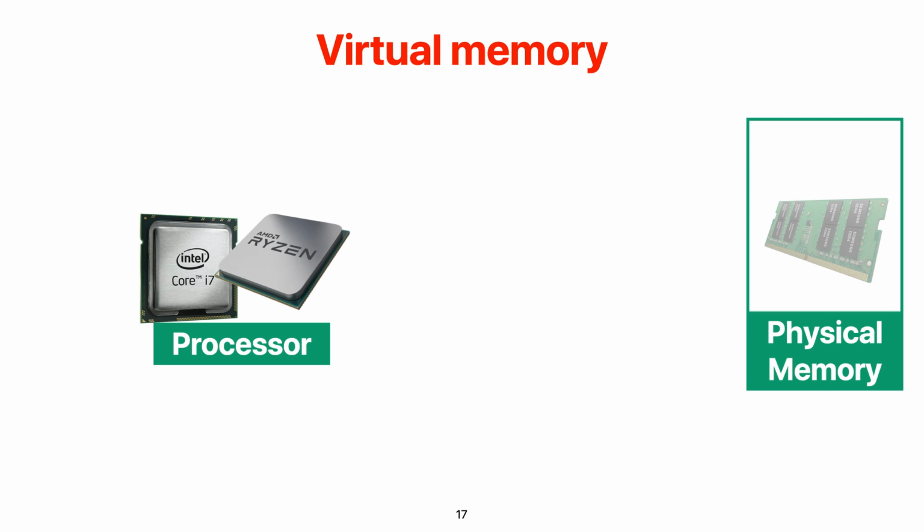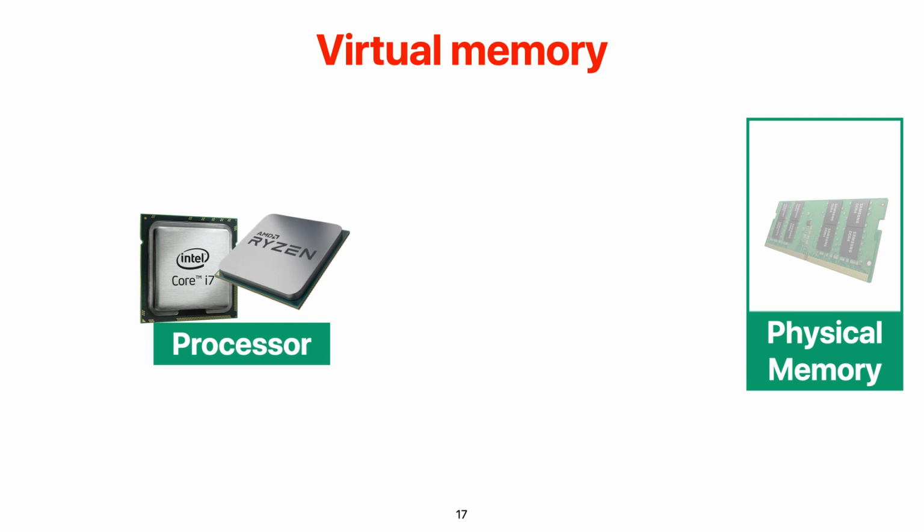So the answer is that we have virtual memory. So what is virtual memory? Virtual memory is an abstraction. Remember that we have a von Neumann machine that contains a processor and physical memory. However, without the virtual memory abstraction, everything has to be loaded from physical memory to the processor.